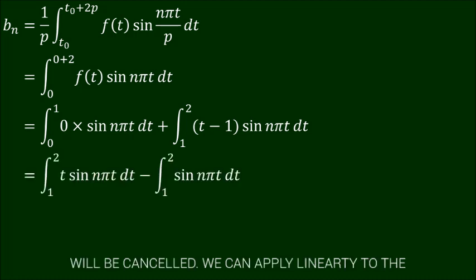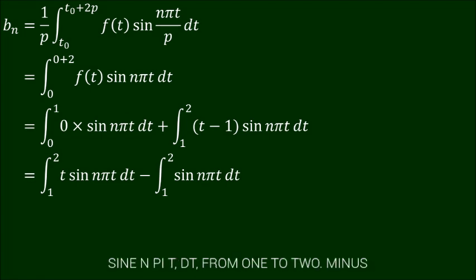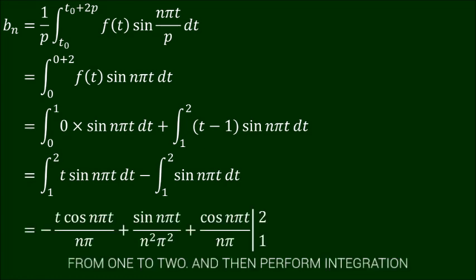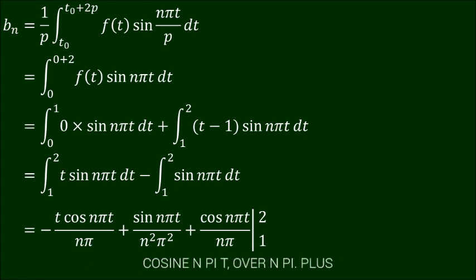We can apply linearity to the remaining integral to get the integral of t sine n pi t dt from 1 to 2 minus the integral of sine n pi t dt from 1 to 2. And then perform integration, which will give us negative t cosine n pi t over n pi plus sine n pi t over n squared pi squared plus cosine n pi t over n pi, and evaluate.